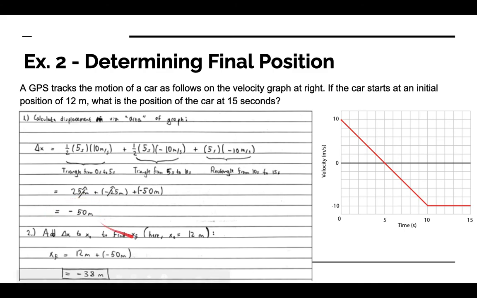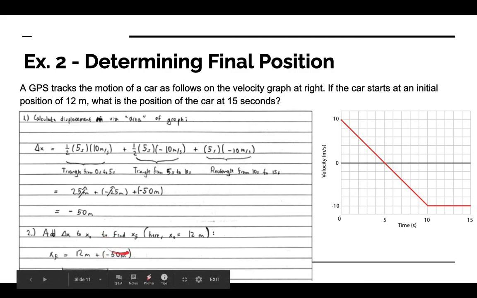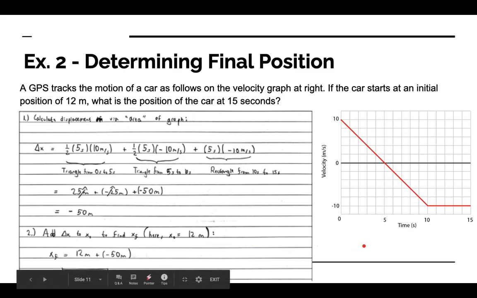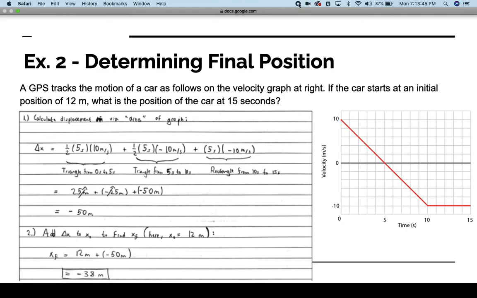So now if we want to find our final position, we're going to take this negative 50 meters and add it onto our initial position. So 12 meters plus negative 50 meters is going to give us a final position of negative 38 meters. And this has been a lot, but this is perhaps the longest lesson you'll see all year. And we will spend a good amount of time with position versus time graphs in class, as they do make up a huge chunk of the exam and do have a lot of content involved with them.